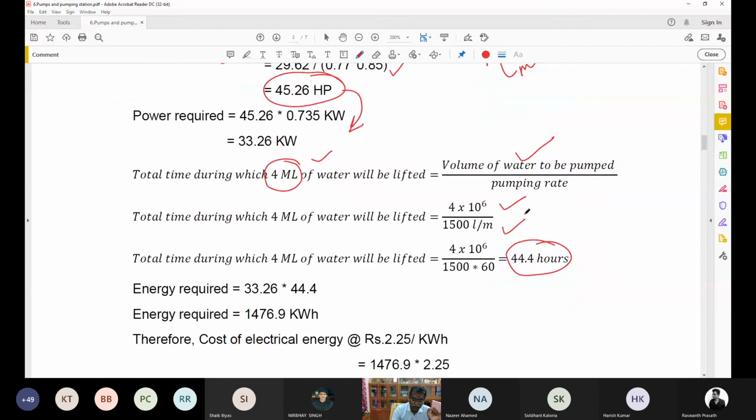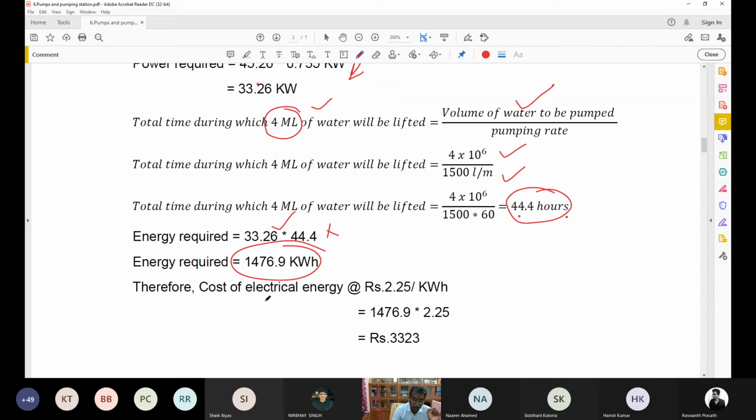Now the required power is 33.26 kilowatt multiplied by 44.4 hours, so you get 1476.9 kilowatt hour. It has been mentioned that per kilowatt hour you have to pay 2.25 rupees, so if you multiply by 2.25, you have to pay 3,323 rupees for your energy consumption cost.